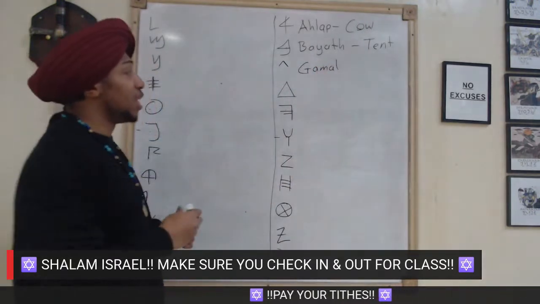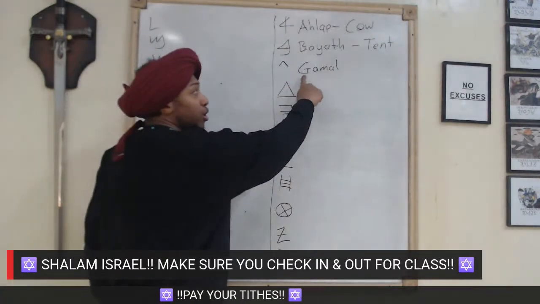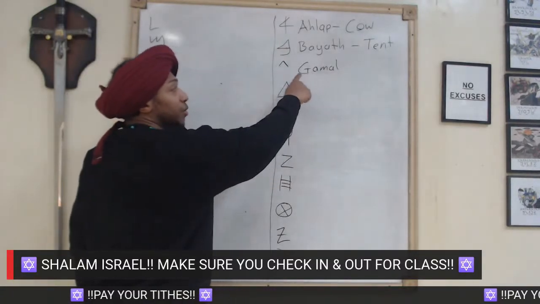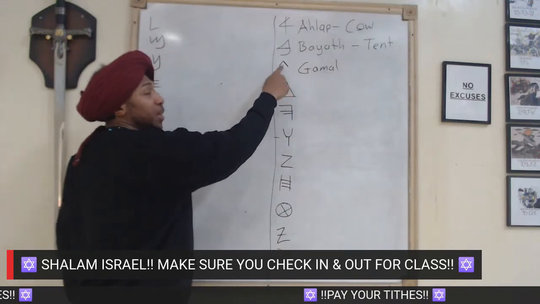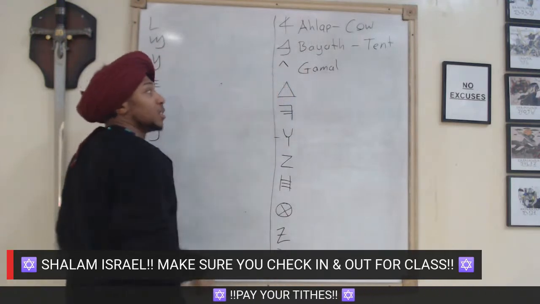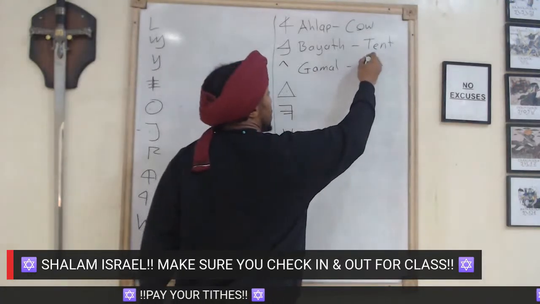So the first sound of the word Gamal, the first syllable, which is the ga, is now the sound of the Hebrew character ga, right? Gamal is a camel.